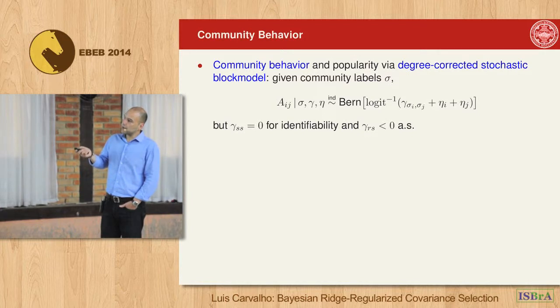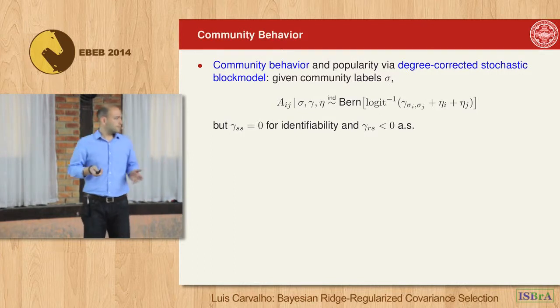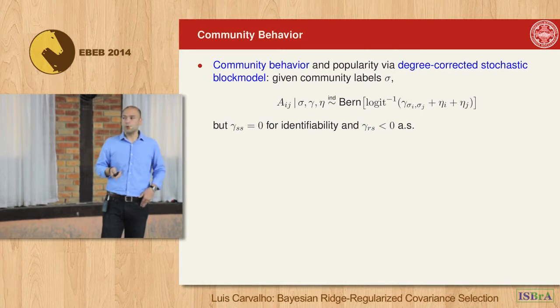Actually, we have to set the gamma between any 2 components to be 0 for identifiability of this model, but then to guarantee that the probability of having an edge across groups is smaller than the probability of having an edge within a group, in the logit scale, we either priorly set the gamma between any 2 different communities to be negative. That is, in a larger scale, we have a lower probability.